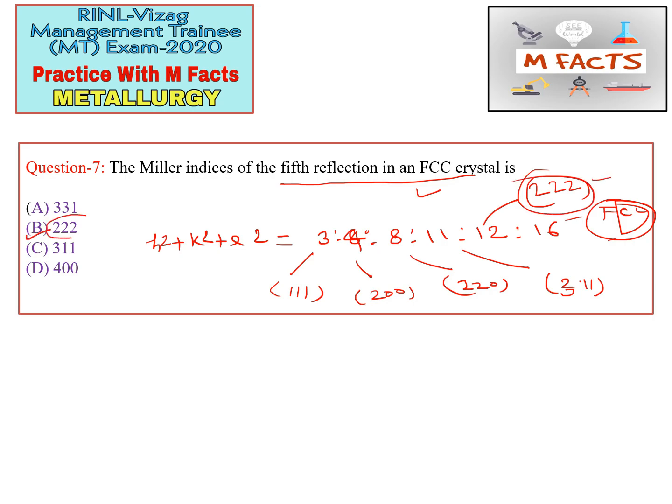So the correct option for this question is 222. The Miller indices of the fifth reflection in FCC structure is 222, because we know the h square plus k square plus l square ratio. Whenever we see this type of question, we will write the h square plus k square plus l square values like this, then change them into Miller indices or planes, and then identify which one is the correct option. So the B part is correct for this question.